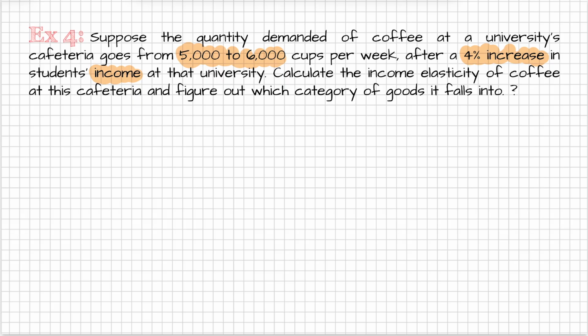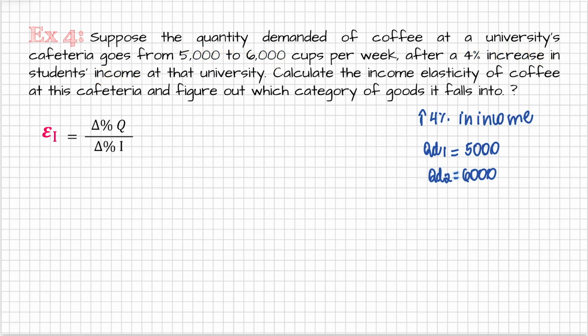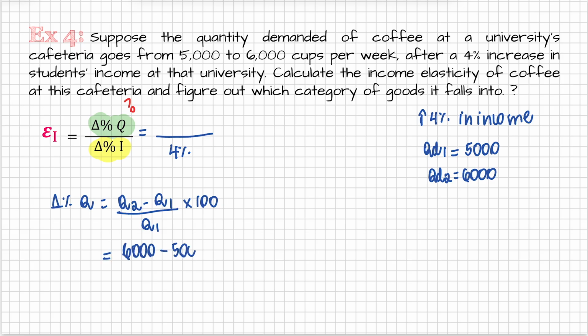So, what happened here? A 4% increase in income pushed quantity demanded from 5,000 up to 6,000. And what do we need to find? Income elasticity, the percentage change in quantity demanded, divided by the percentage change in income. The percentage change in income is already given to us, 4%. What we're missing is the percentage change in quantity demanded, but we can calculate that from the two values we have. Final value minus initial value over initial value times 100, because we want a percentage change. 6,000 minus 5,000 over 5,000.